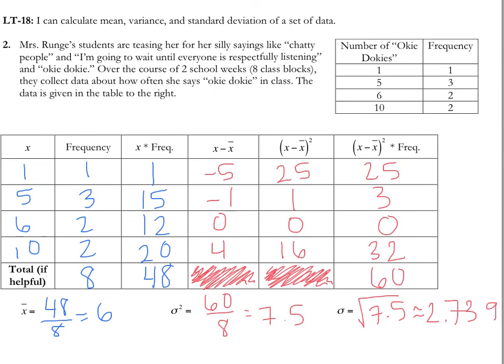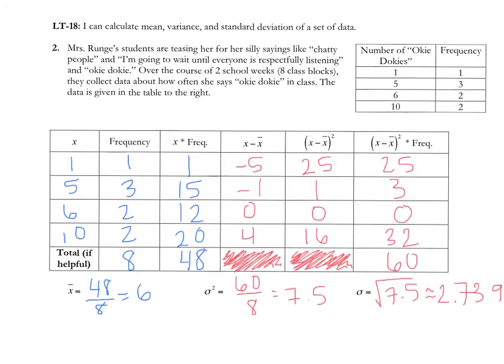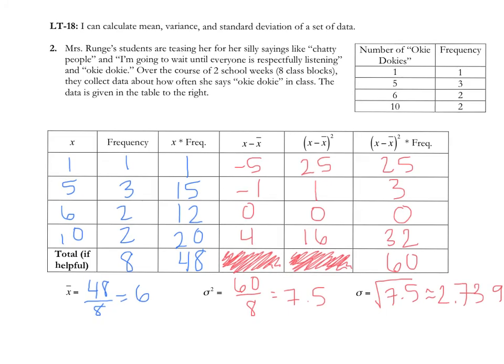Okay, so in this problem we actually had frequency information. So our process was a little bit more complicated. We used this table to calculate all the different values we might be interested in. To find the mean, we took the sum of this column divided by the sum of this column. To find the variance, we took the sum of this column divided by the total number of data points there are, and then to find the standard deviation, we took the square root of the variance. And that was it.